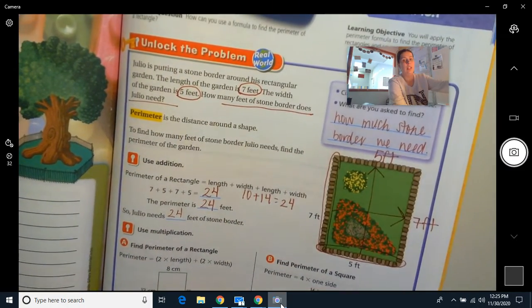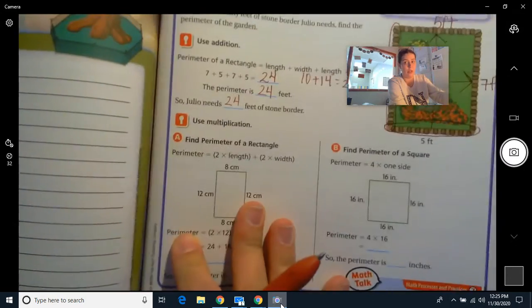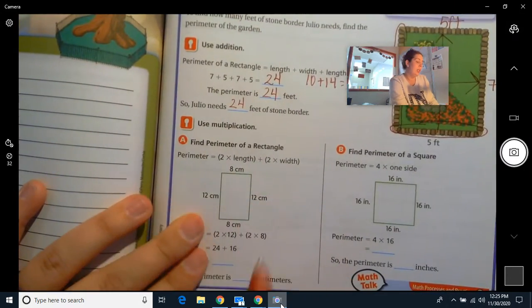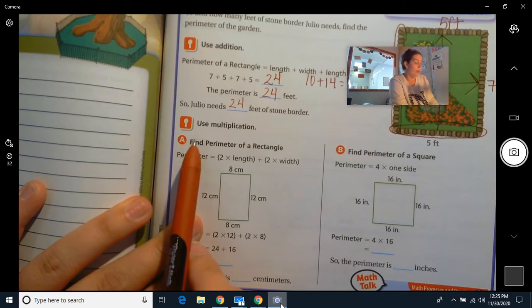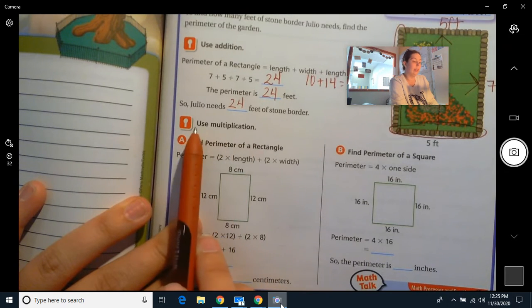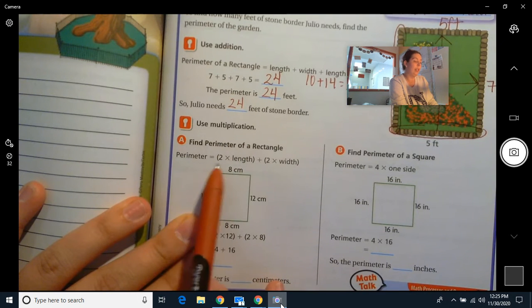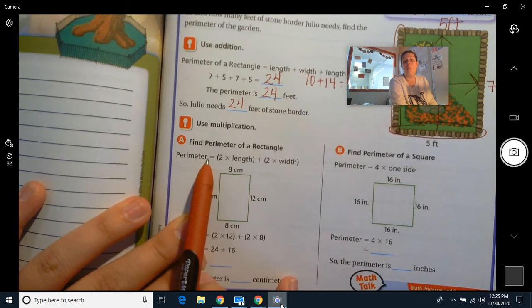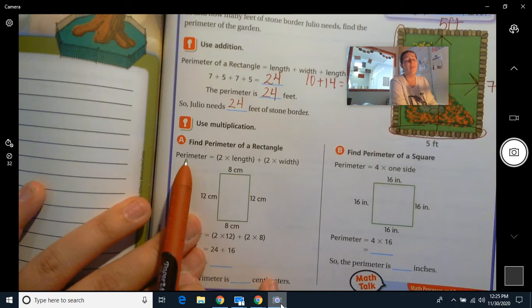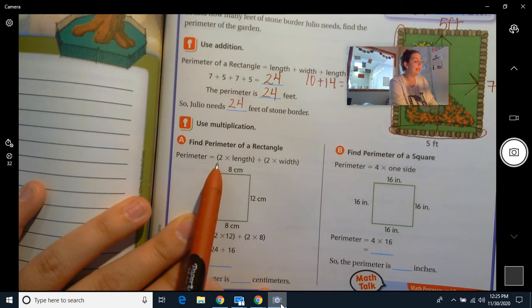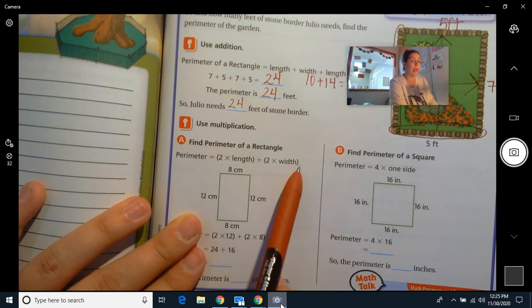Okay. Now it's going to show me a new way to do this, a new way to make it simpler for me. It says find perimeter of a rectangle. We're using multiplication this time, okay? So here is my formula. When we are working on showing our work, we're going to have to write whatever formula we use, okay? So this one's saying 2 times the length plus 2 times the width.